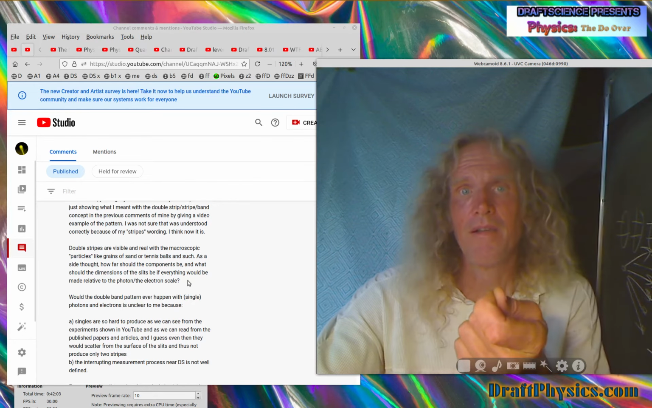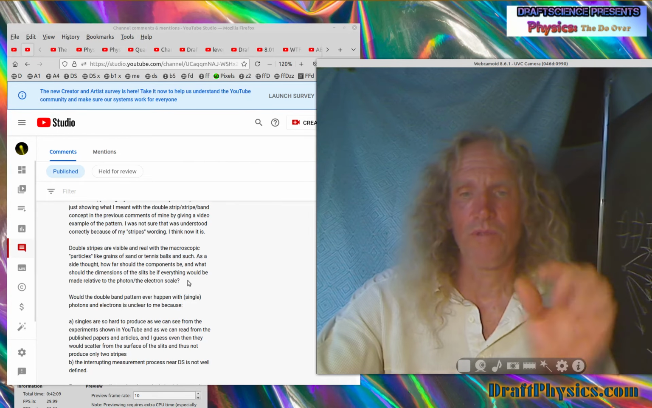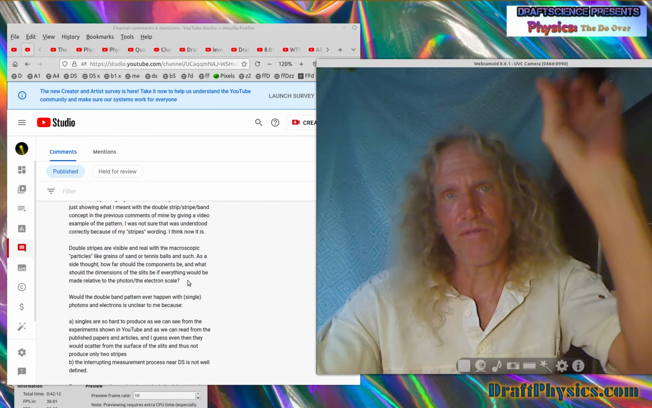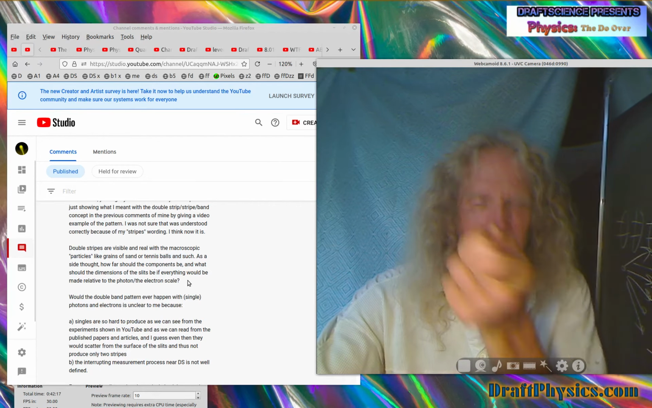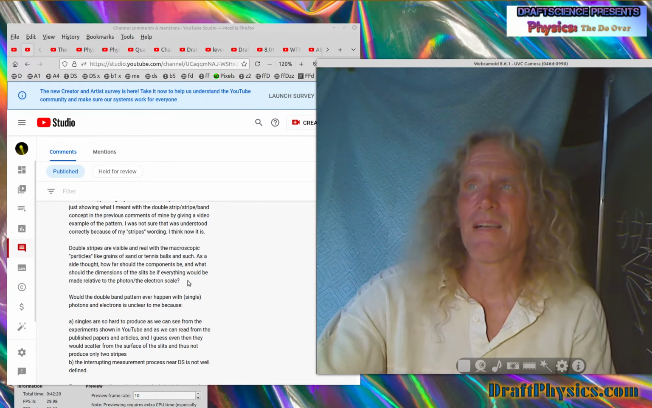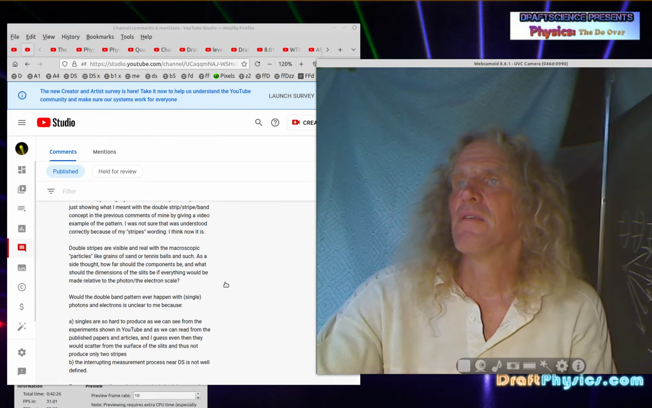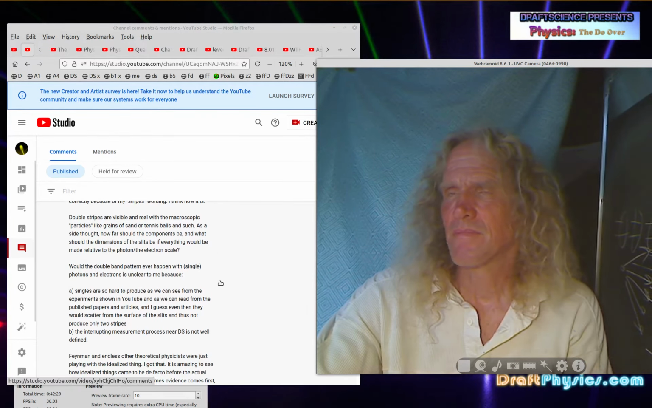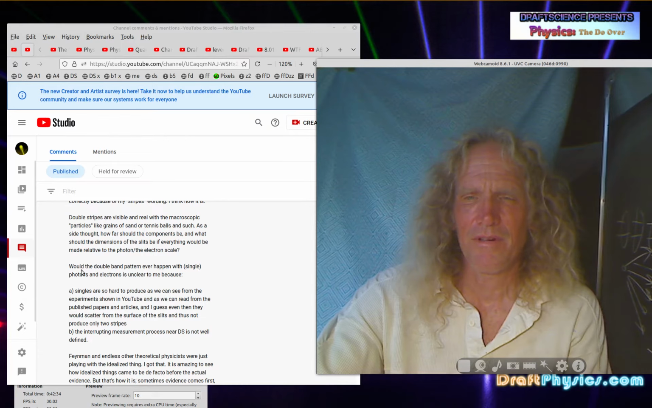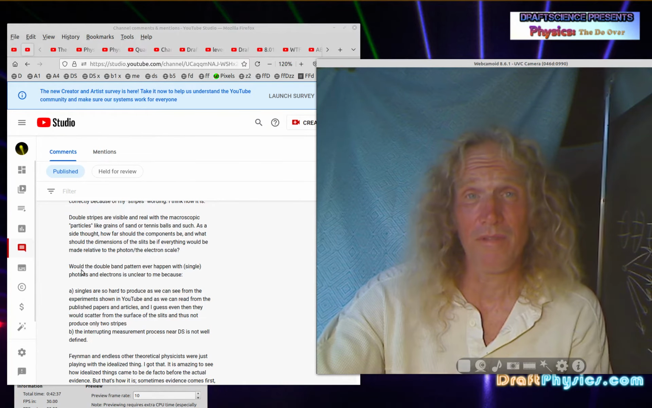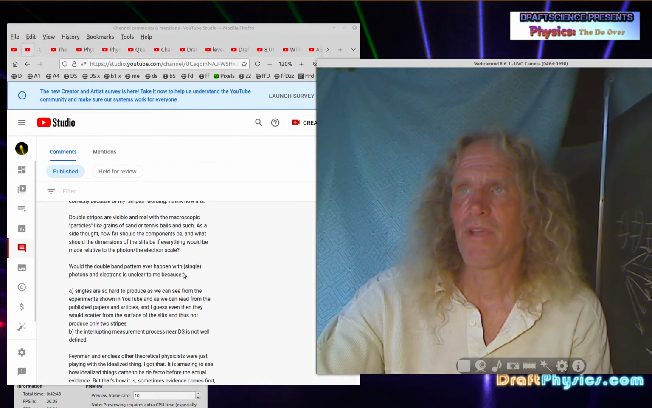1 millimeter versus 4 centimeters. Okay, so that's one relationship. But the distance is 1 millimeter of slit versus 10 meters of distance away. So you're going to view something that's happening inside of 1 millimeter from 10 meters away. There's 10 million millimeters in 10 meters. So it's a 10 million to 1 relationship. Whatever. Would the double slit pattern ever happen with single photon?